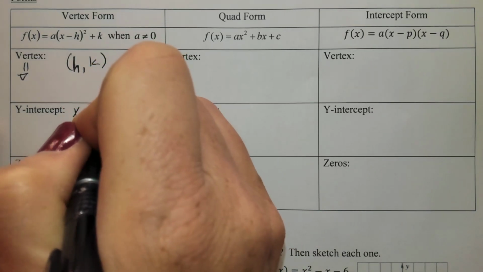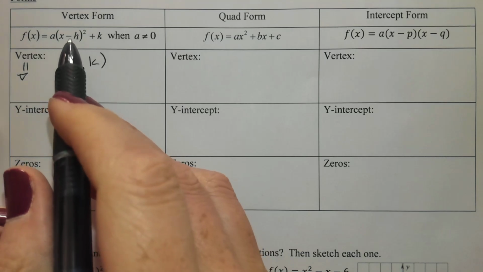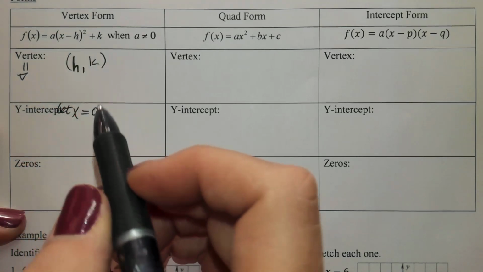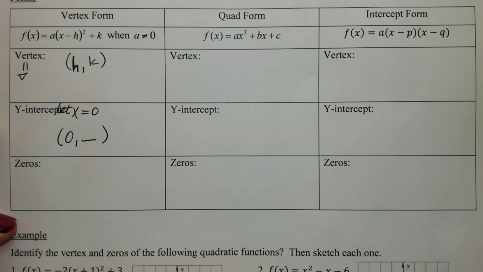Y-intercept, we're just going to let the x be 0. Oh, I forgot to write let. Let x equal 0. And then when that happens, you plug your 0 in, you do your math, you find out your number, and your y-intercept is going to be 0, and then whatever you get.